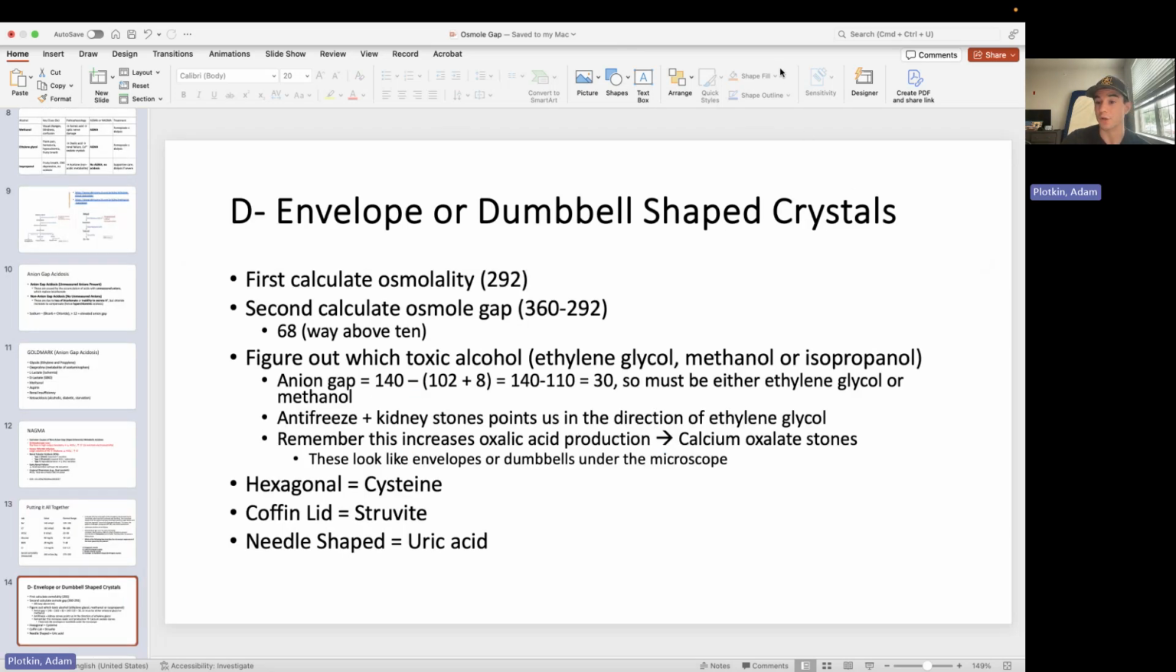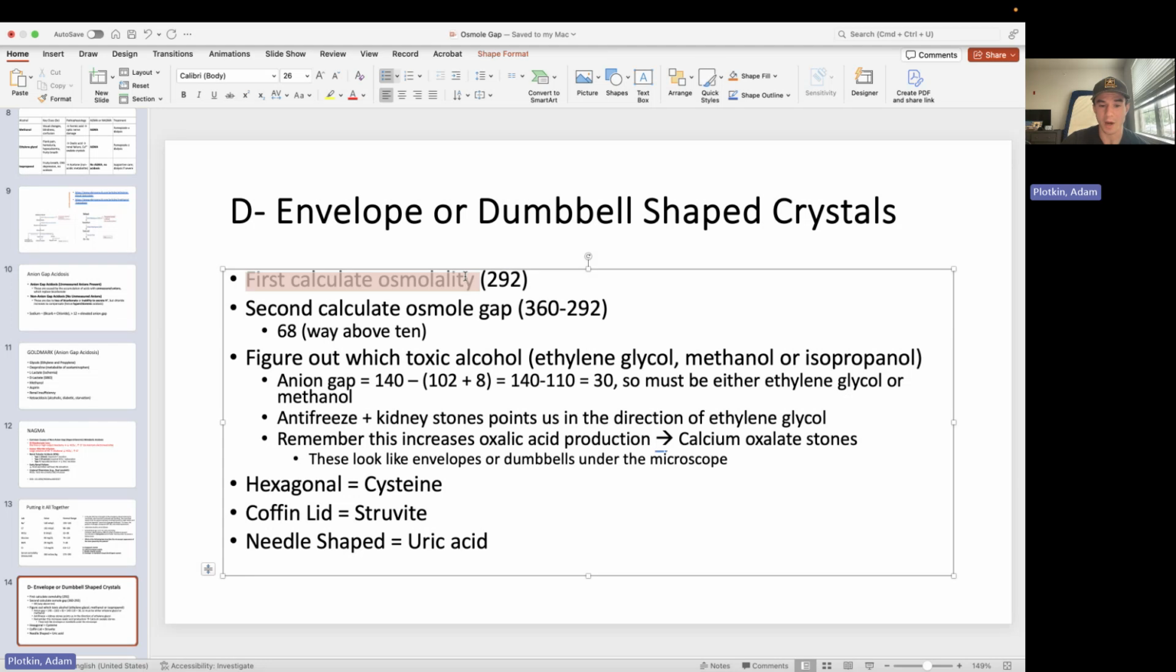So these are going to be calcium oxalate stones, right? And if you remember back from Step 1 land, we're going to see D. It's going to be envelope or dumbbell shaped crystals. And honestly, you might think of this as a Step 1 question, but you better believe Step 2 is moving more towards a pathophysiology type exam. There are a lot of questions like this, where they're getting more at the pathophysiology of things rather than just the next best step diagnosis. So we need to understand pathophys and what's going on.